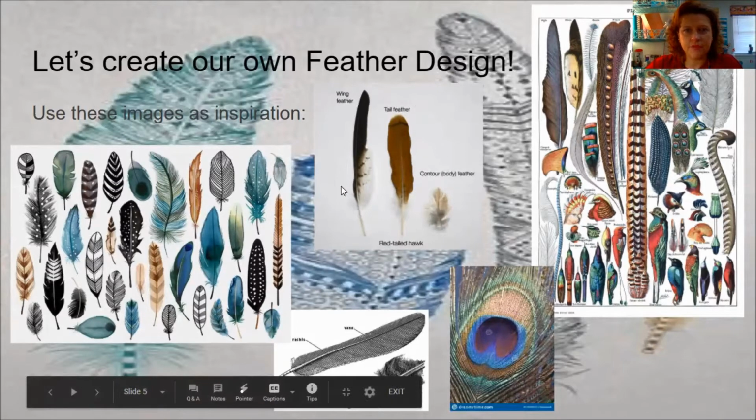Here's the image we saw before of the types of feathers. Here's a reminder of the parts, the calamus, the rachis, and the veining. And here are feathers that are hand-drawn, and painted, so you can see lots of different ways that artists create feathers.